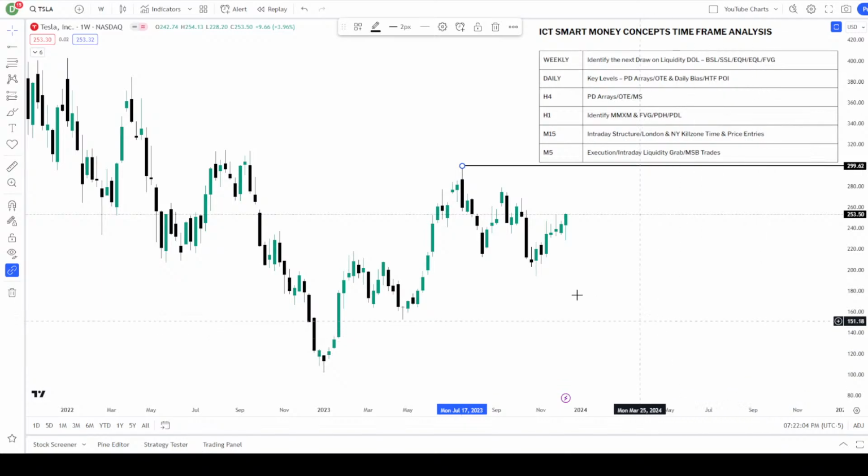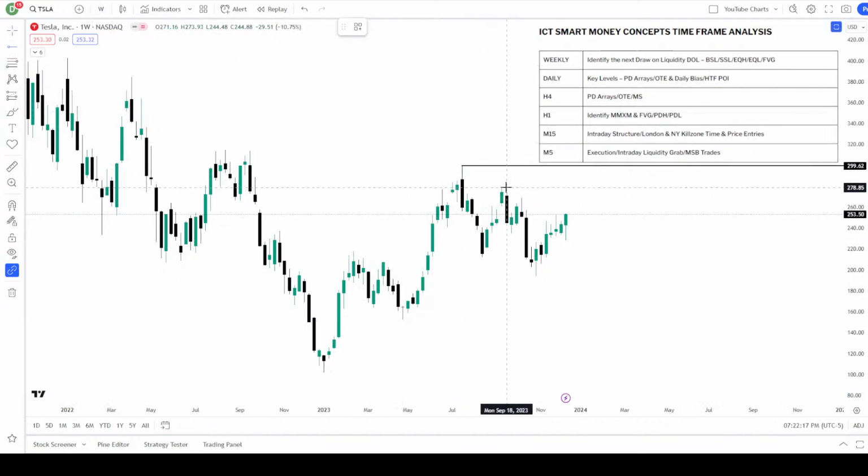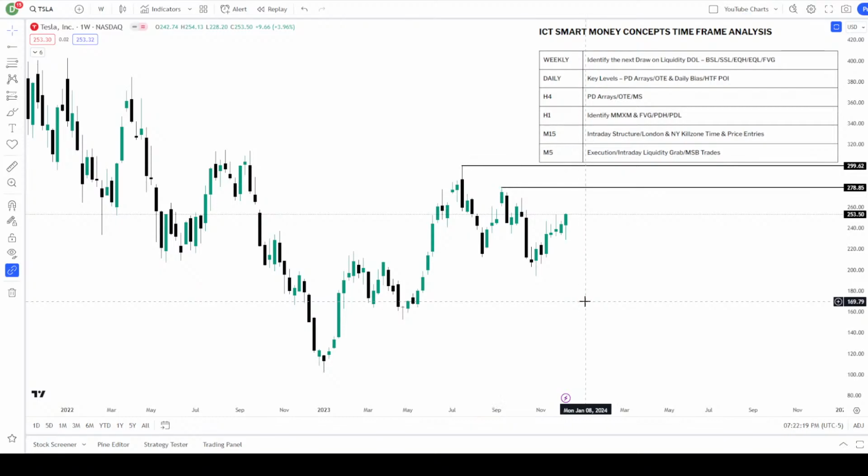Okay, so we can see buy side liquidity here at a previous high, July 17th, and we get a price level of 299.62, give or take. It's not perfect. We also have buy side liquidity here at 278.85. So these are our two buy side liquidities.